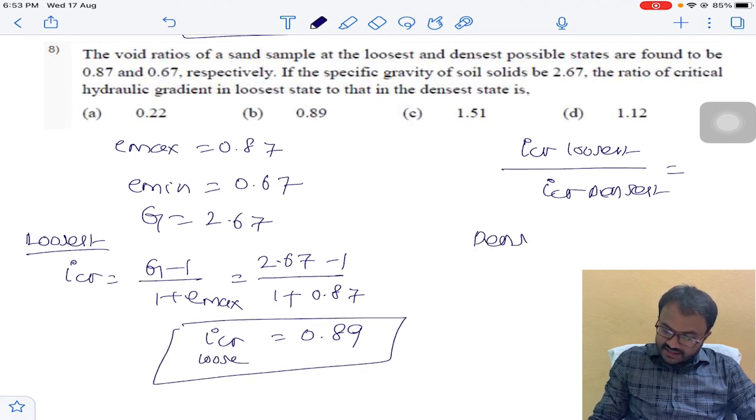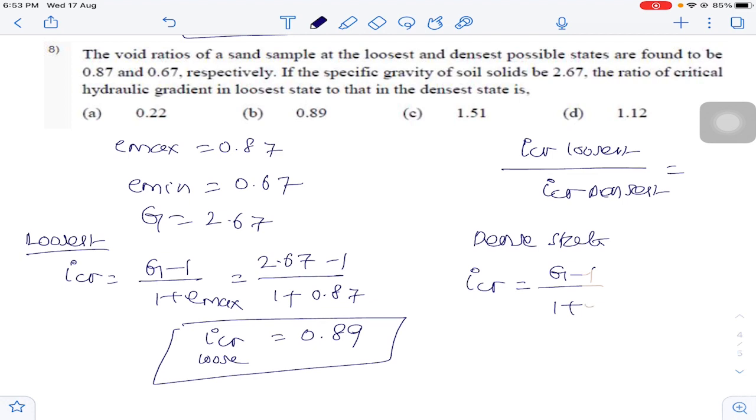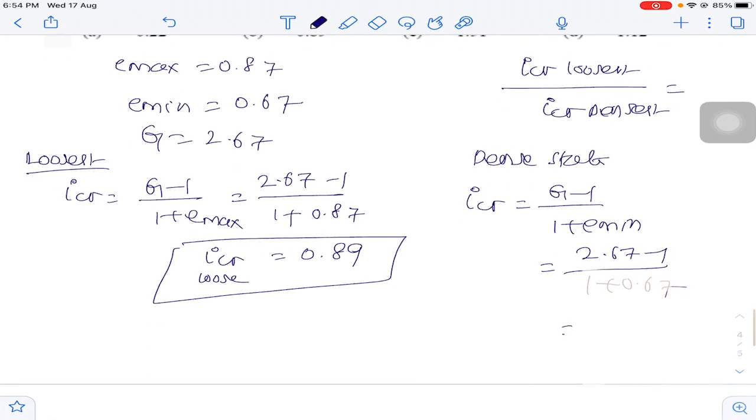Now in dense state, ICR is equal to (G minus 1) by (1 plus e minimum), that is (2.67 minus 1) divided by 1.67. So it will be 1. So now that is ICR in dense state.